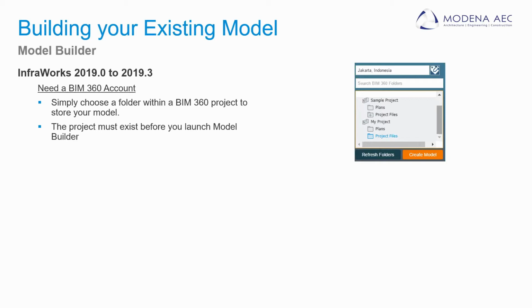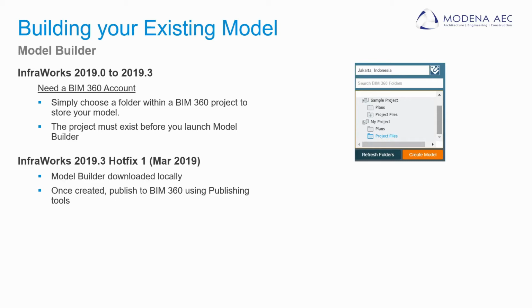So then, depending on which version of Infraworks you use, different methods of storing your models will be used. For 2019.0 up to 2019.3, you will need a BIM 360 account to save your models, seeing as it would automatically be published to your BIM 360 account after completing its cloud rendering. For 2019.3 hotfix 1, which was released in March 2019, you can download your models locally and then later upload them using publishing tools.